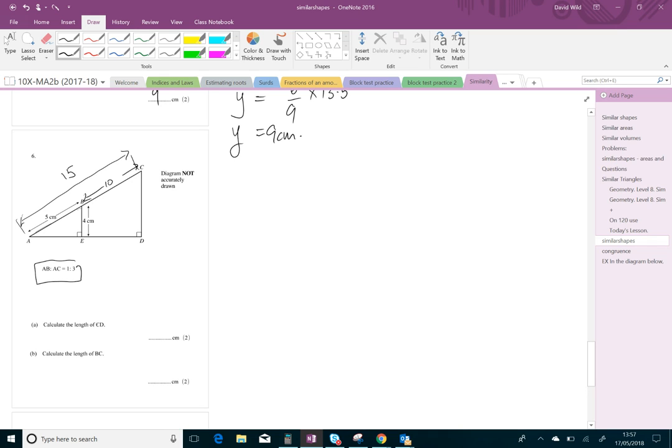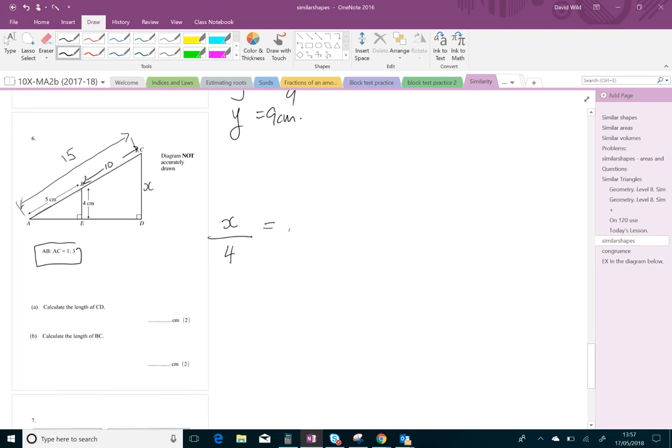Now we need to calculate the length of CD. Let's call that x over here. So that's in the big triangle, this x. Big divided by small, and that's 4, corresponding side, equals, now let's do big. The big is 15, so that's that whole length, divided by small, which is 5. Multiply both sides by 4. 15 over 5 is 3. 3 fours are 12.